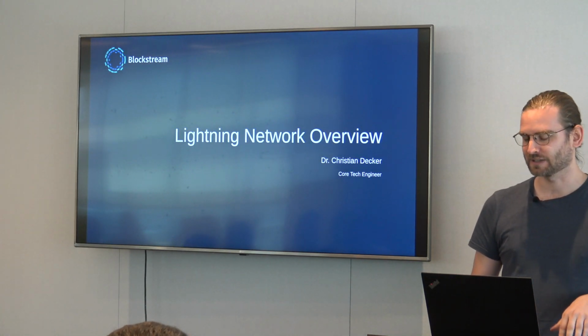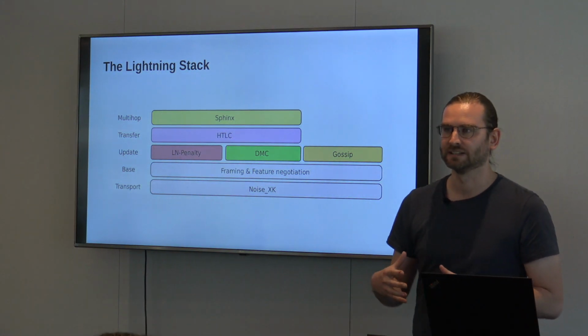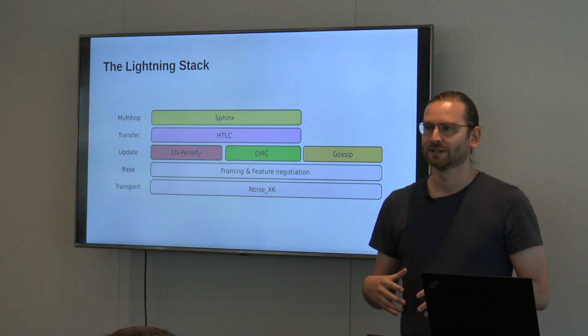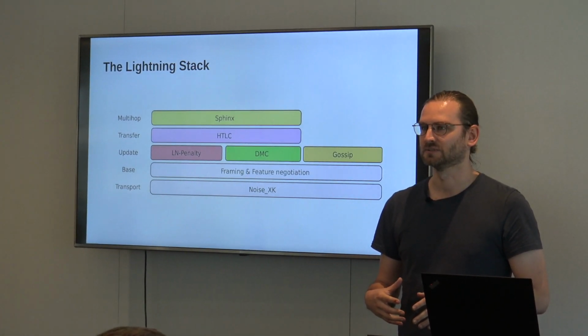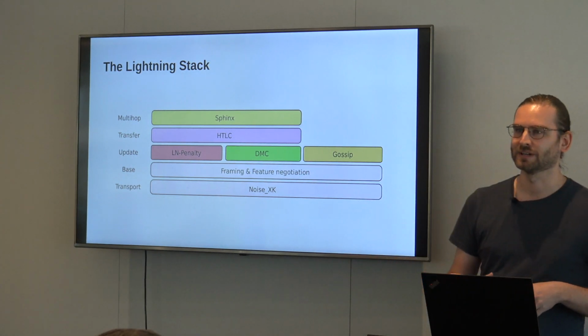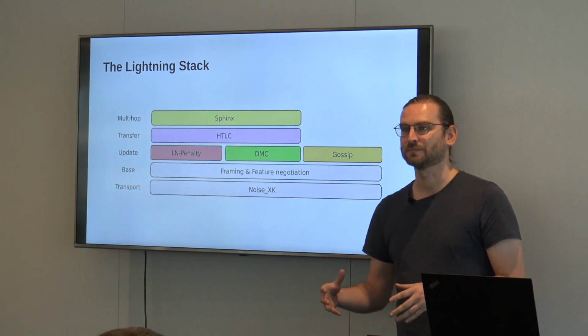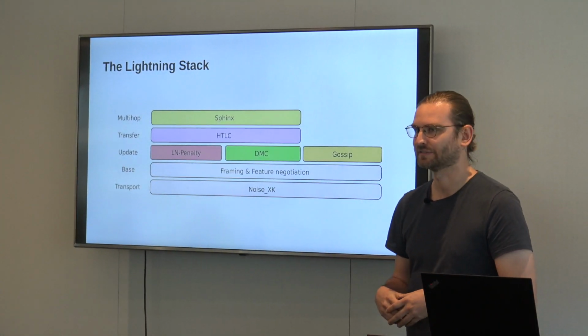I usually distinguish these different layers in Lightning, and the first question that I usually get is, wait, I thought this is layer 2. What are these then? That's also one of the reasons why I usually talk about off-chain protocols, because you can stack these in arbitrary orders and do fun stuff.